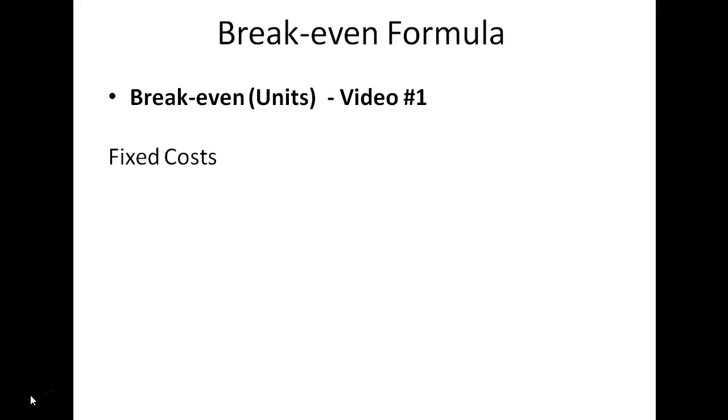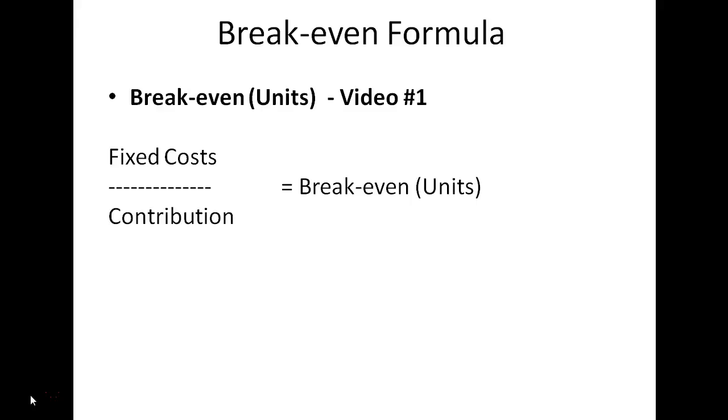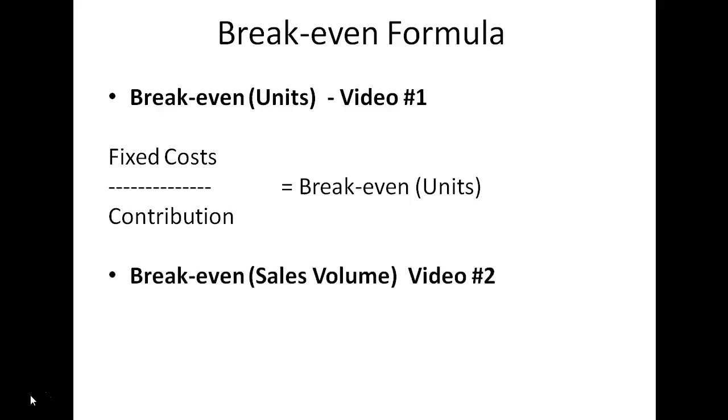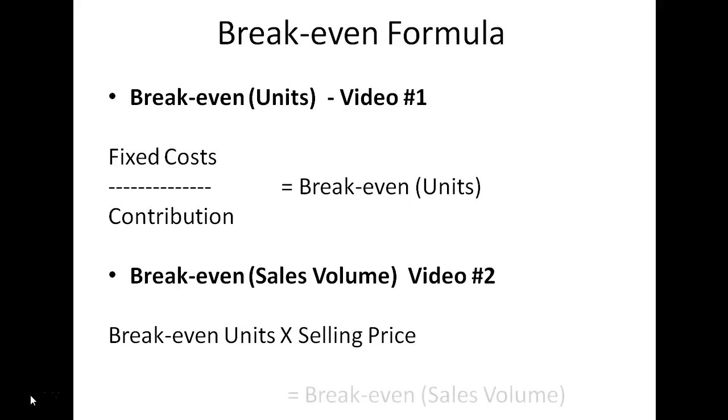Remember in the first video, we looked at break-even in terms of number of units that need to be sold. And that formula was fixed cost divided by contribution will equal the break-even units that need to be sold. In the second video, we looked at the break-even in relation to sales volume. And that figure we got by multiplying the break-even units and the selling price. And that will give us the break-even in terms of sales volume.